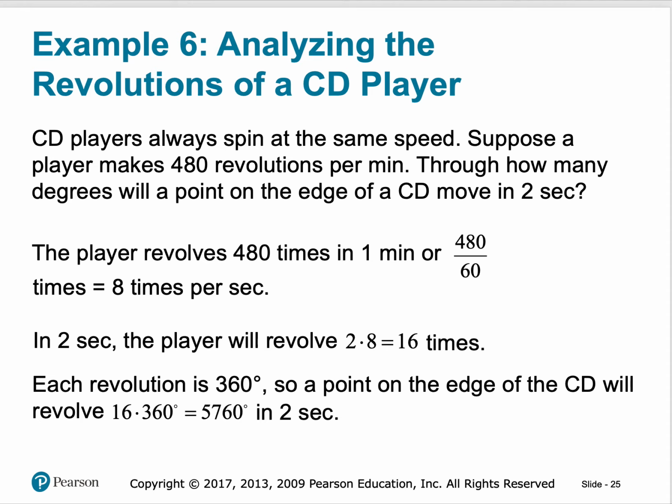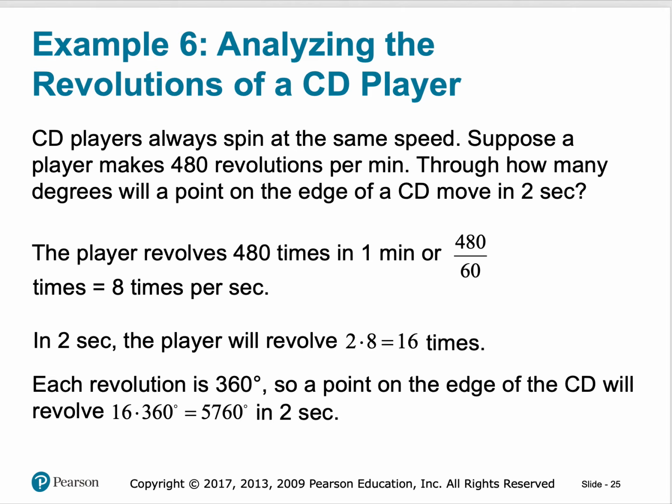If, though, I want to ask a question about it moving in 2 seconds, I'm going to have to equate this to 2 seconds, not to a minute. Which is why it goes 480 times in 1 minute, which would be 480 divided by 60 seconds. So when I simplify that, I get 8 times per second. If it's going for 2 seconds, that would be 8 times 2, which is 16 times. So the CD is going to spin around 16 times.